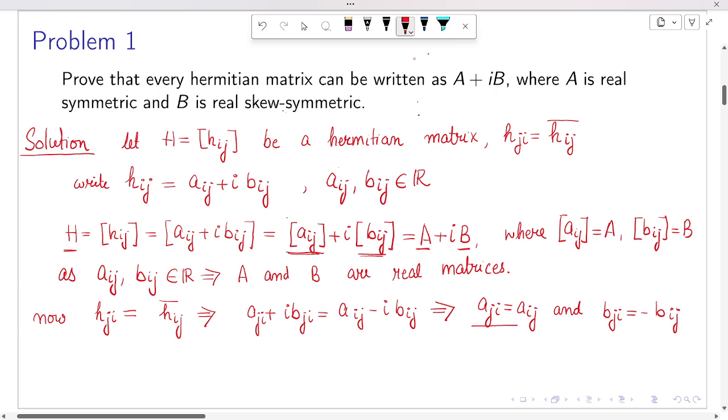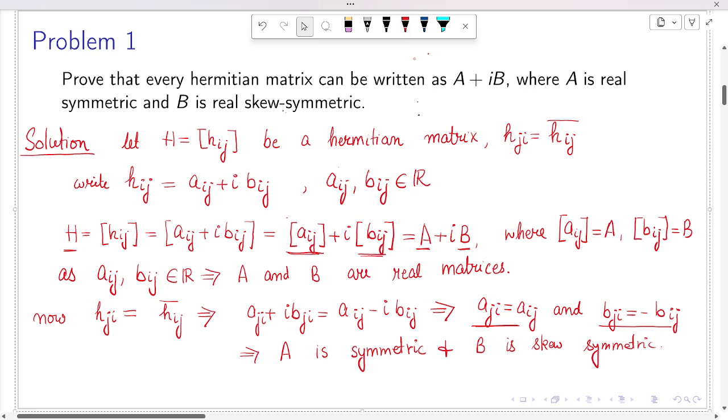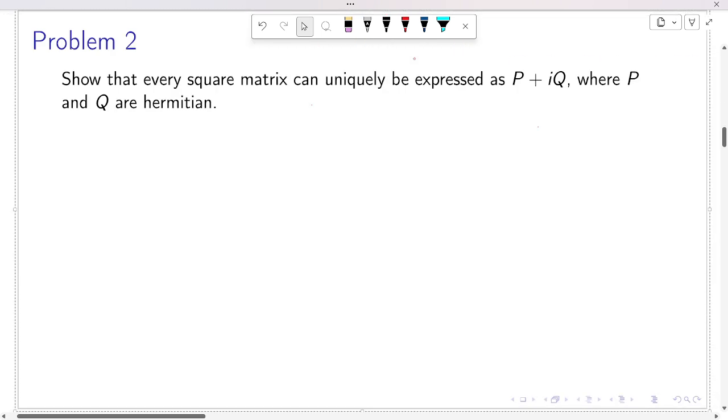Now from this condition we say A is symmetric. And from this condition we say B is skew symmetric. So this is the detailed written proof of this statement. Let us move to the problem number 2.